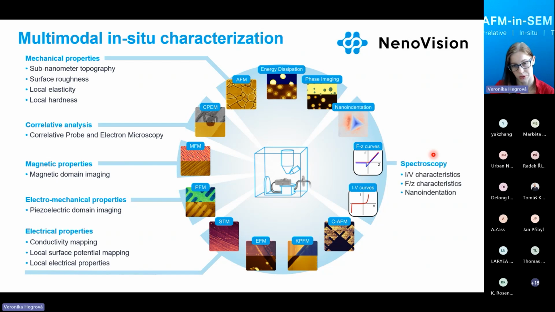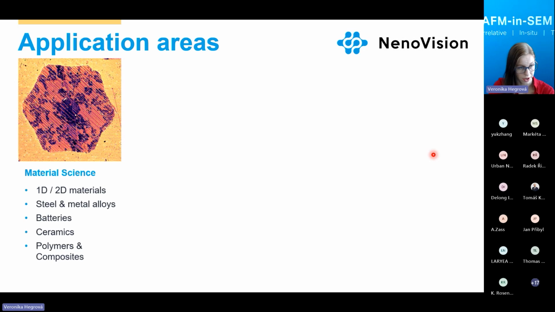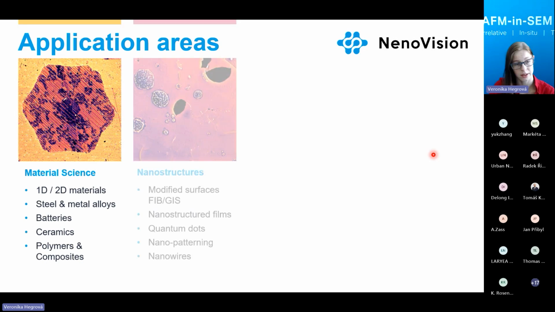And we have several spectroscopy modes, which you can use for either IV characteristics, force-distance measurements, nanoindentation, or time spectroscopy. From the application areas where we have the most use cases, it's definitely material science for low-dimensional materials, steels and metal alloys analysis, batteries, ceramics, or polymer composites.